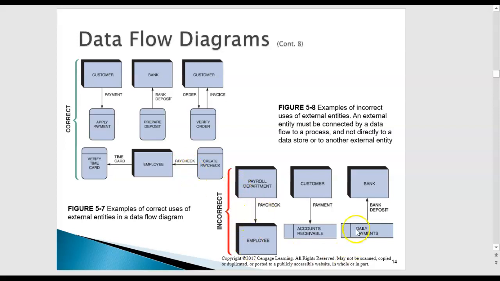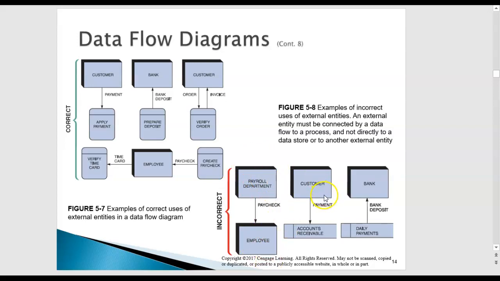In the incorrect parts of the slide, you see that an entity cannot directly be connected to another entity. The reason for that is we define the entities as being external elements, so they're not related to our system. So essentially, if it's two external entities connected to each other, it has nothing to do with our system, so we would not create this part of the data flow diagram.